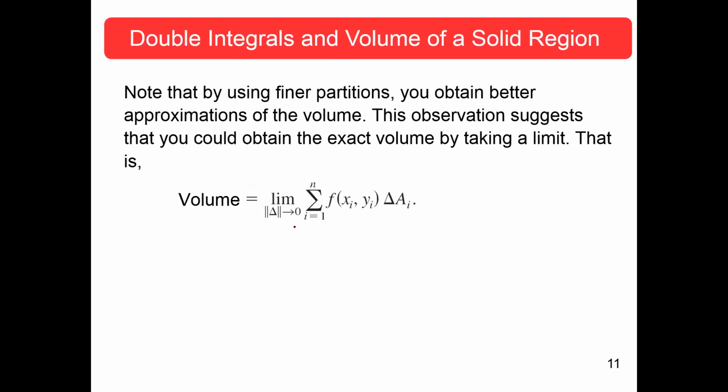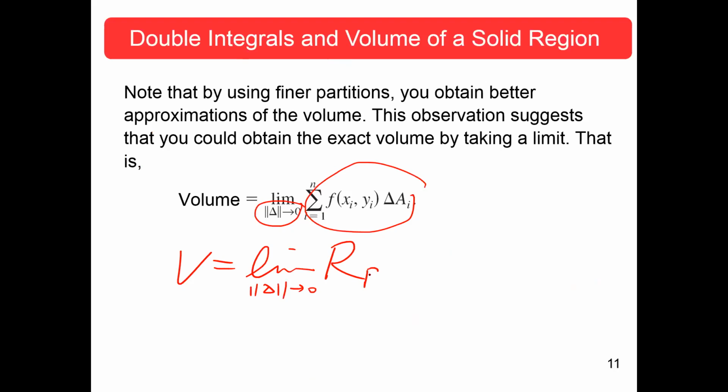Okay. So then we just do the volume. Volume will be the limit of tightening the mesh of this Riemann sum. So volume is just the limit, as the norm of delta approaches 0, of a Riemann sum according to this partition, if the limit, again, exists, right? Is that good? Yes. Okay.